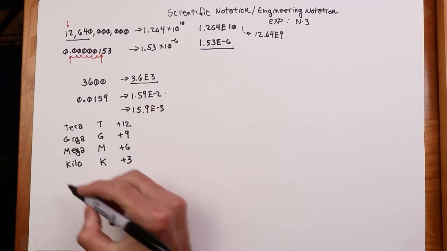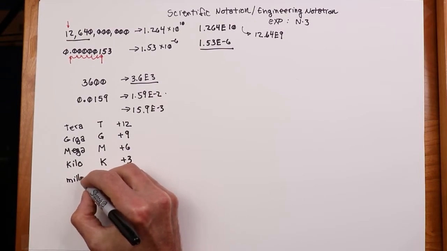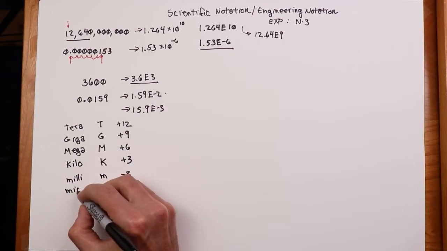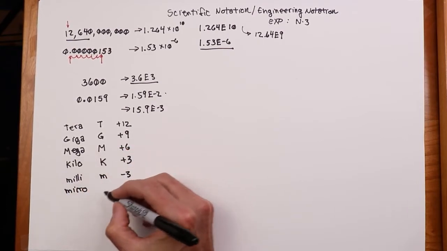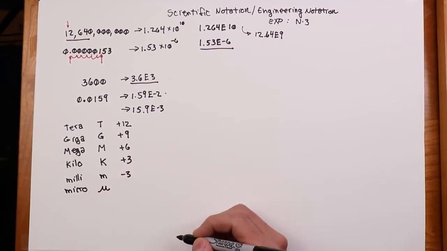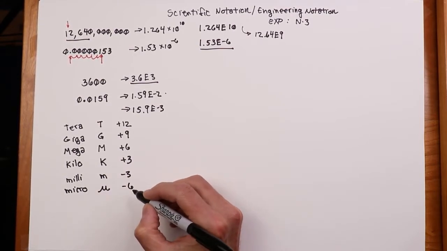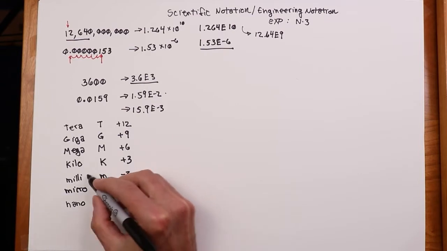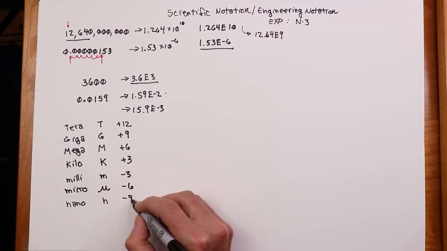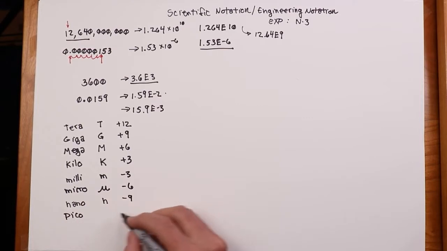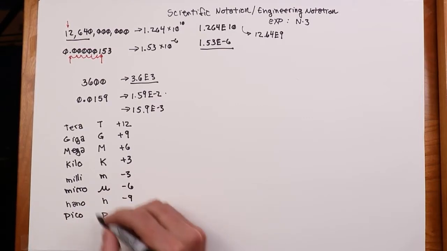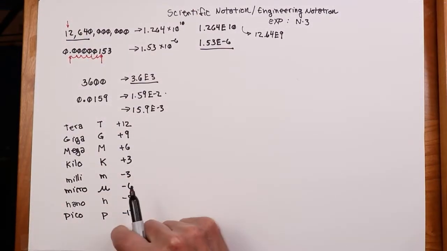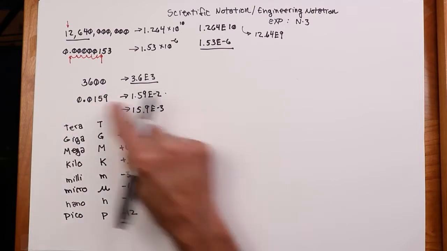Working our way down, milli, little m, times 10 to the minus 3. Micro, and we've already used the upper and lowercase m, so we use the Greek letter mu for that. Kind of looks like a u. That's minus 6. Nano, little n, these are all down here, these are all lowercase, minus 9, pico, minus 12. These go in both directions. If you kept on going, you'd have femto and atto and so on and so forth. But for most of what we do, this will cover it.